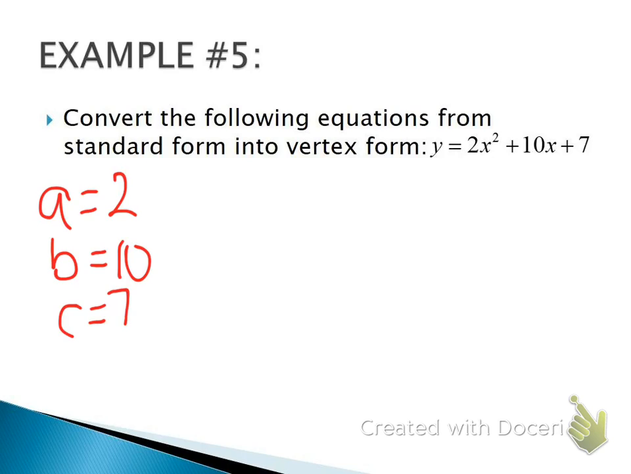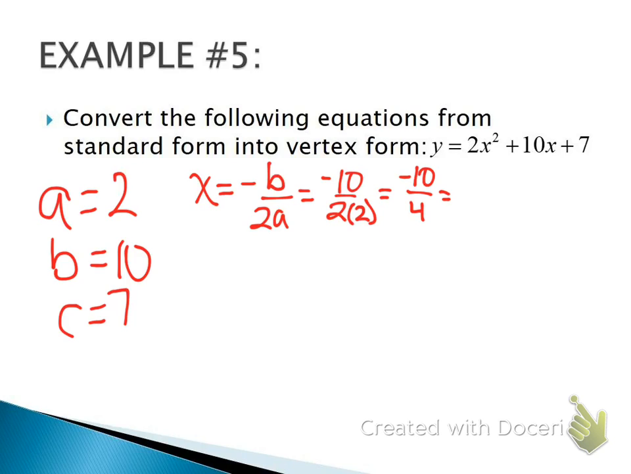Once we have our a, b, and c, what did we do to get our vertex? x equals -b over 2a. Very good. What's the opposite of b? -10 over 2 times 2. What's 2 times 2? 4. Will this reduce? Yes, it will. -5/2, or we can write it as -2.5.